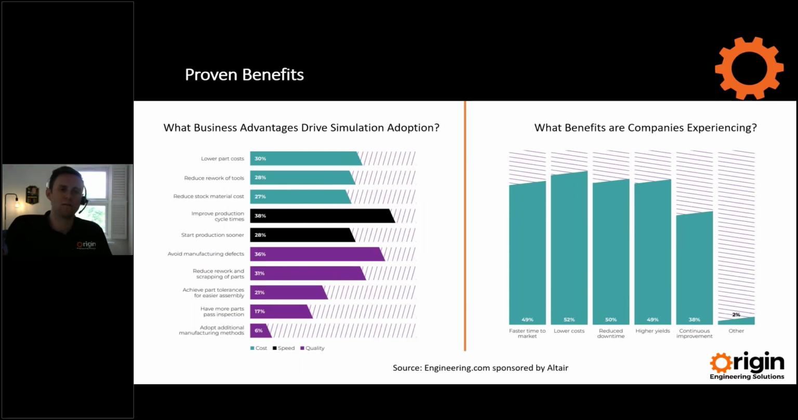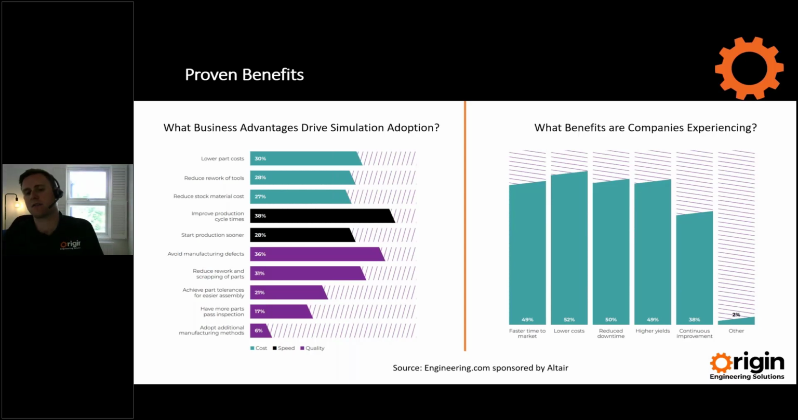So just one slide to show some research that engineering.com conducted, where we can see they reached out to manufacturing organizations to learn more about what benefits they expected before buying simulation and what they actually got. On the left hand side, you can see that the main reasons they bought the simulation product were to reduce part and tooling costs, to speed up production and increase quality through the reduction of defects.